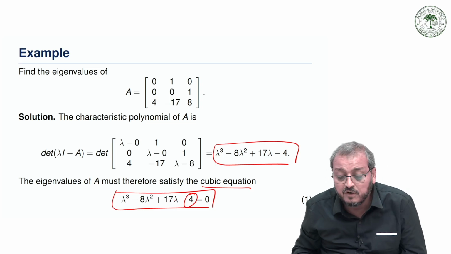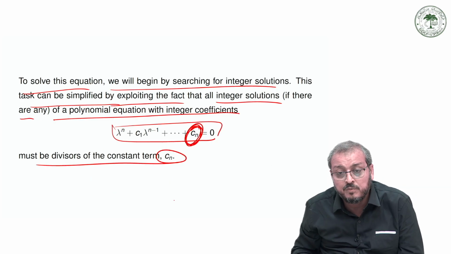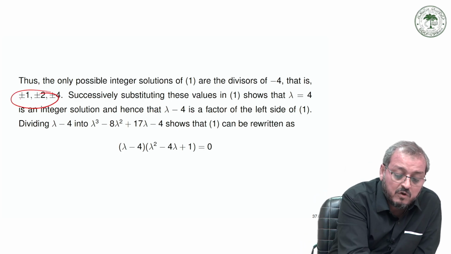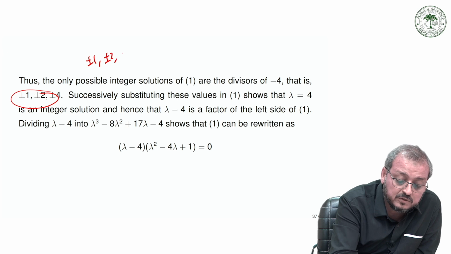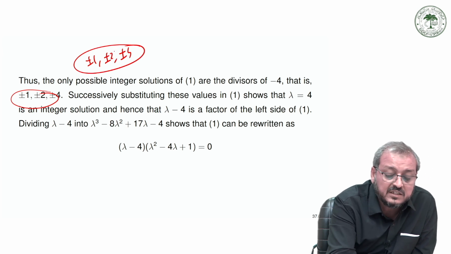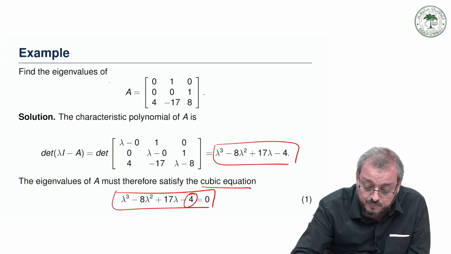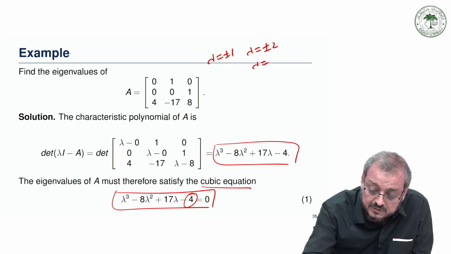The divisors of 4 are plus or minus 1, plus or minus 2, plus or minus 4. These are the 6 possible divisors. So the possible solutions are lambda is equal to plus or minus 1, lambda is equal to plus or minus 2, lambda is equal to plus or minus 4.